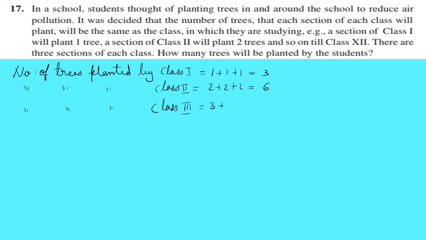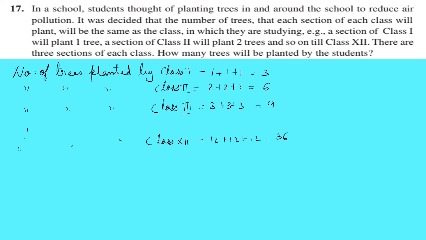So 3 plus 3 plus 3, that is 9. Now, so on, number of trees planted by class 12 is equal to 12 plus 12 plus 12, that is equal to 36. Now we can see that the numbers 3, 6, 9, etc. up to 36 have a common difference of 3. So it is an AP.